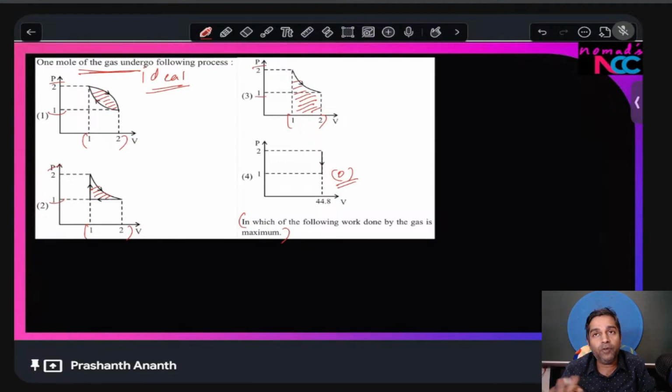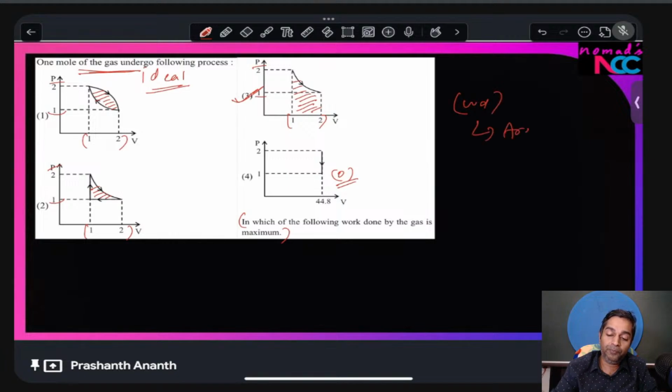Just looking at the graph doesn't give you the answer. You have to make sure the parameters or the constraints in the x and y directions are also the same. So in this case, of course, area under the graph is maximum for 3. Why? Because work done is nothing but the area under the graph.